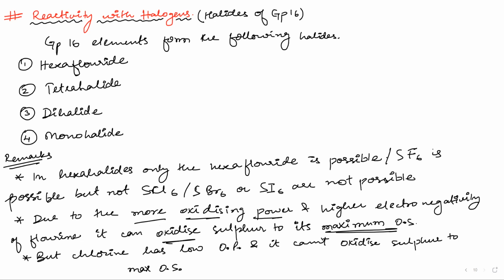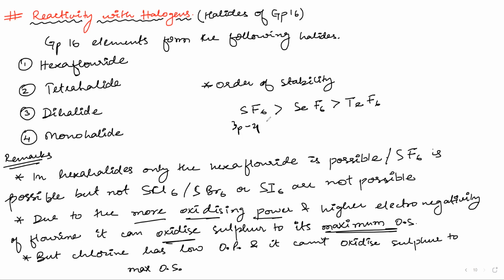Also, just below this, write one point. Order of stability. We have SF6, then we have SeF6, and we have TeF6. Now we have to compare the stability. Which is more stable? SF6 will be more stable than SeF6, then TeF6. Why? Because here sulfur has 3p and 2p bonding. Here we have 4p and 2p bonding. Here we have 5p and 2p bonding. Okay, 3p-2p bonding will be more stable than 4p-2p and then 5p-2p.